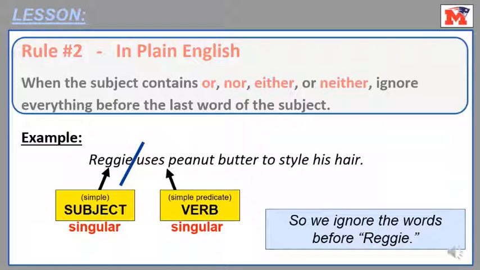Again, if we get rid of the teacher talk and just say it in plain English, here's what rule number 2 really means. When the subject contains words like or, nor, either, or neither, just ignore everything before the last word of the subject. Last word of the subject here is Reggie. Just ignore everything before that, and then that makes it easy to figure out the subject-verb agreement.